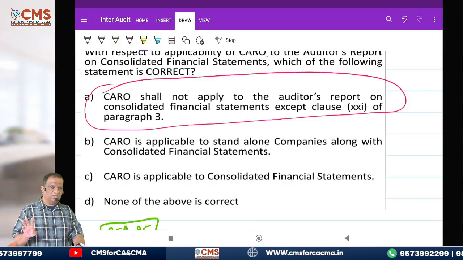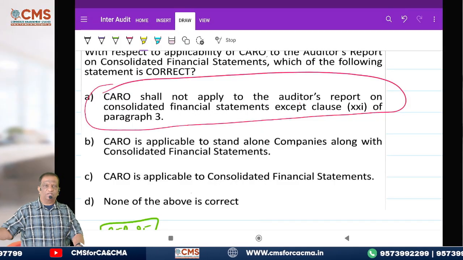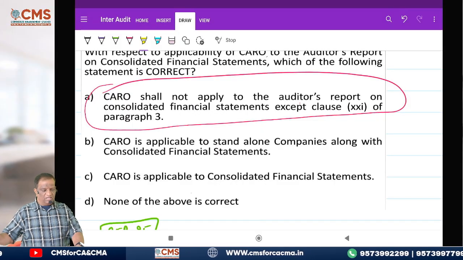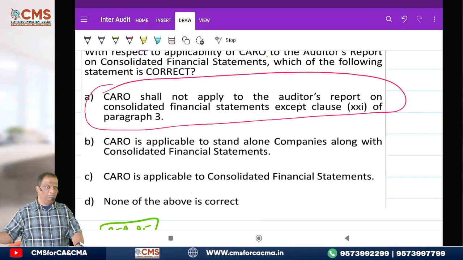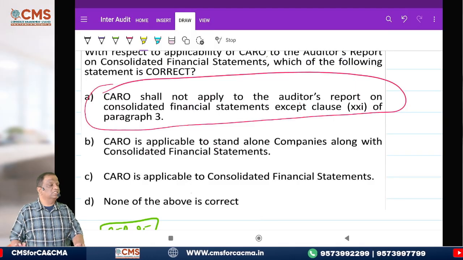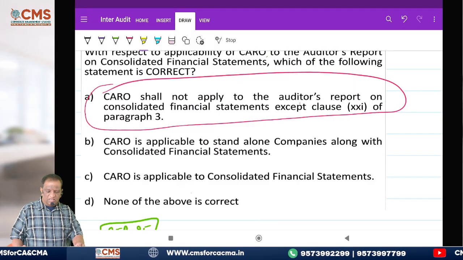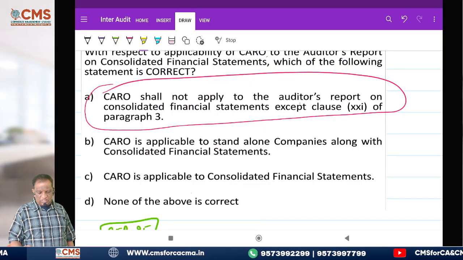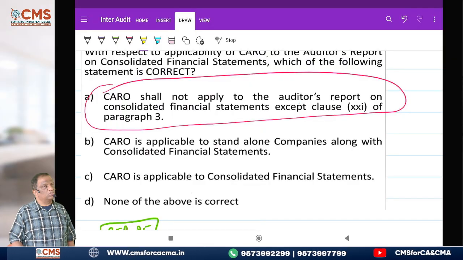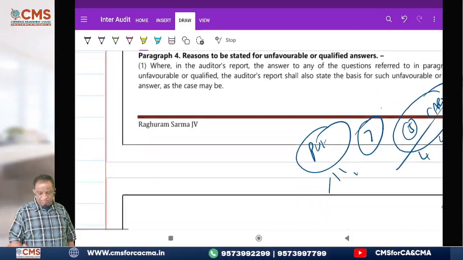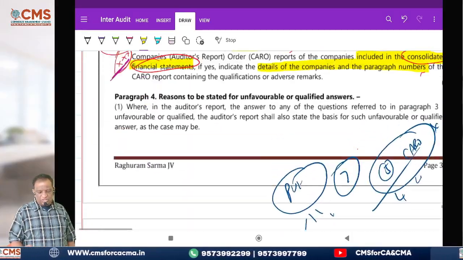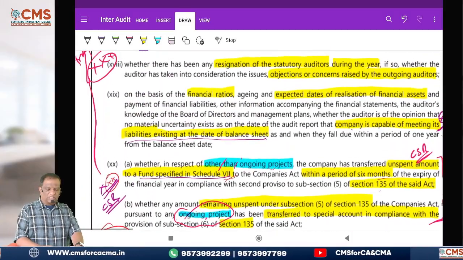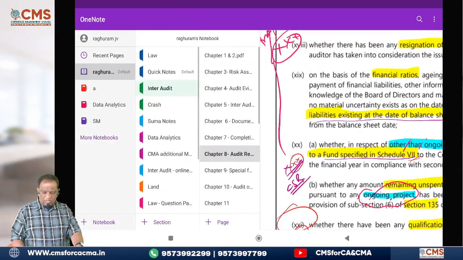I got 3 subsidiaries. One subsidiary auditor had given adverse remarks about inventory, and in the other one he has given about PPE. Then I will come and say that in this consolidated audit. So otherwise, CARO is not applicable for audit of consolidated financials. The only exception to this is the 21st point. So with this, the CARO discussion is over, and with this CARO discussion, chapter 8 also comes to an end.